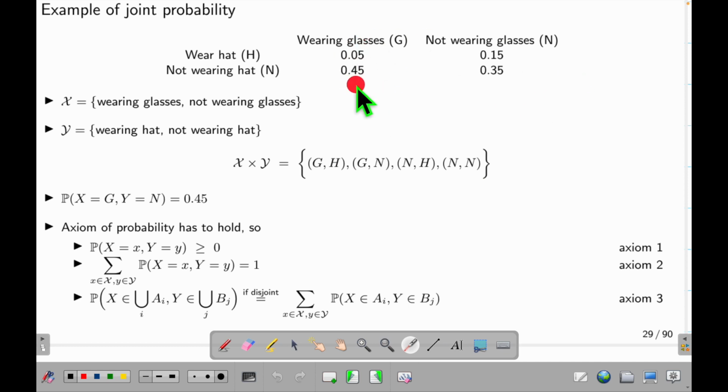What does this 0.45 mean? It means if you randomly pick a person, there is a chance of 0.45 that this person is wearing glasses and not wearing a hat. What does this 0.15 mean? This 0.15 means if you randomly pick a person, there's a chance that this person is wearing a hat and not wearing glasses. And notice that these are joint probabilities. Joint probability is a kind of probability, and therefore the axioms of probability have to hold. All three axioms 1, 2, 3 hold: probability is non-negative, probability of the sample space is 1, and the sum rule also holds.